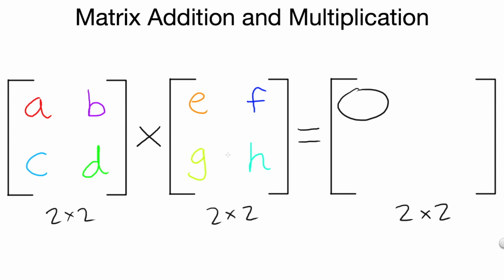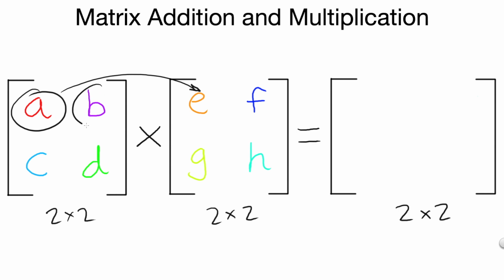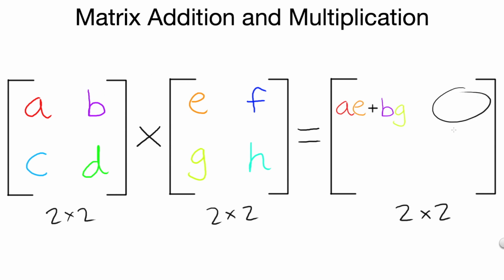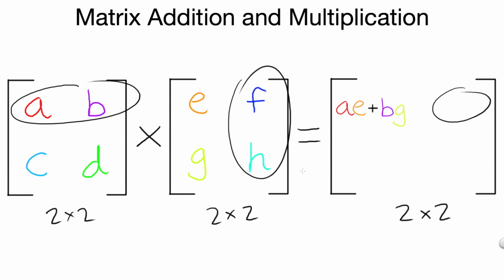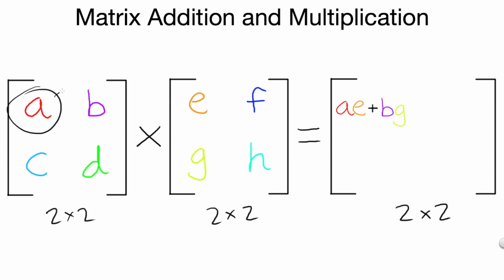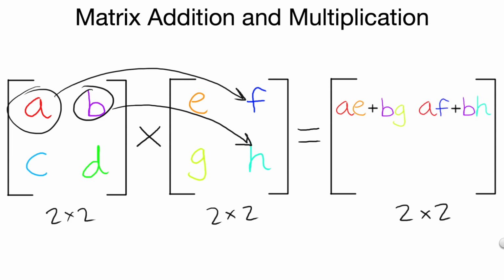This will result in A times E plus B times G, as seen here. The top right entry is on the first row in the second column. Therefore, in order to calculate its value, we take the first row of the first matrix and multiply it by the second column of the second matrix. This will result in A times F plus B times H, as seen here.